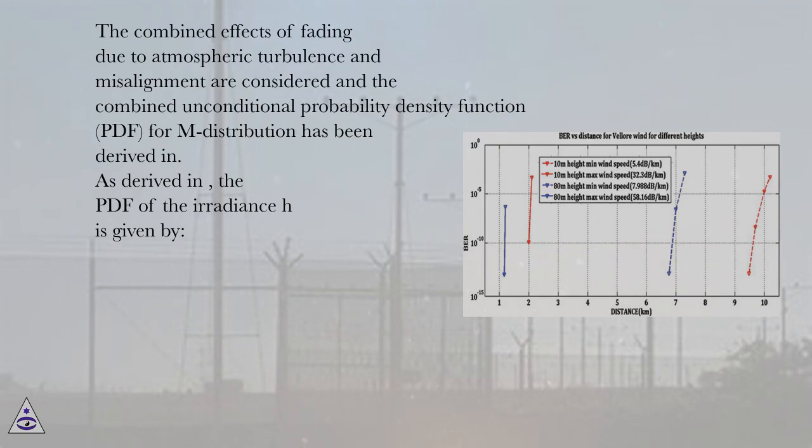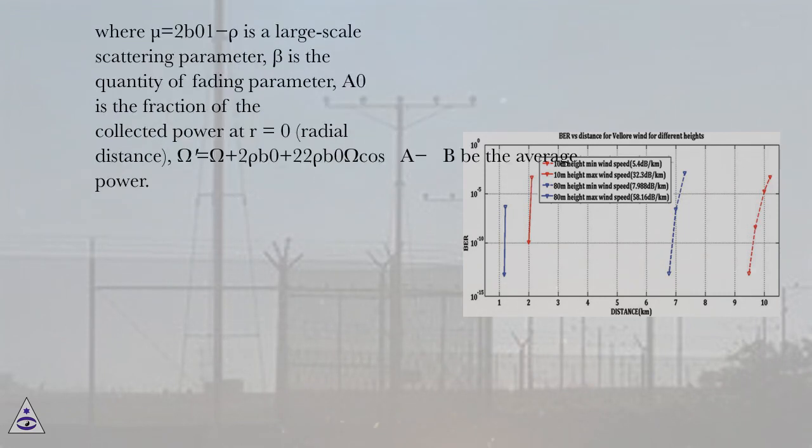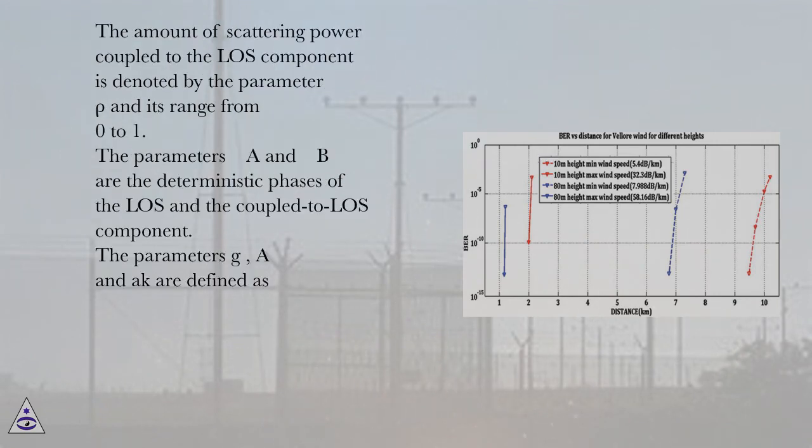As derived in, the PDF of the irradiance h is given by, where mu equals 2b0(1 minus rho) is a large-scale scattering parameter, beta is the quantity of fading parameter, A0 is the fraction of the collected power at r equals 0, radial distance, and Omega' equals Omega plus 2 rho b0 plus 2 sqrt(2 rho b0 Omega) cos(phi_A minus phi_B), the average power. The amount of scattering power coupled to the loss component is denoted by the parameter rho and its range is from 0 to 1.